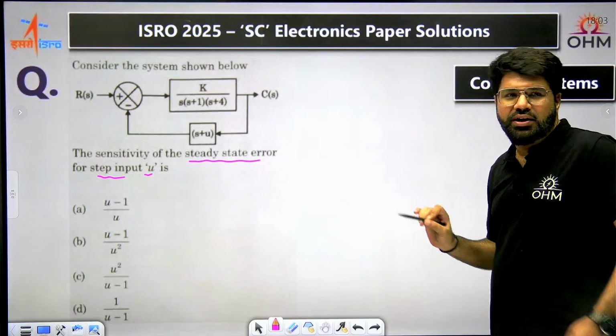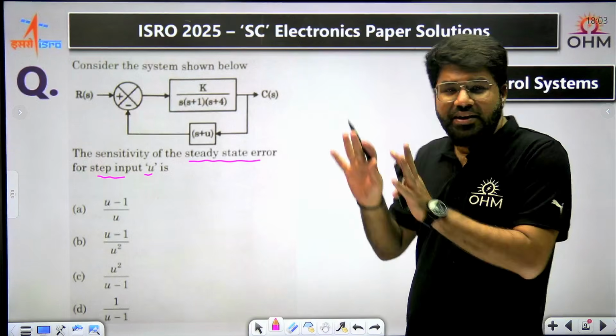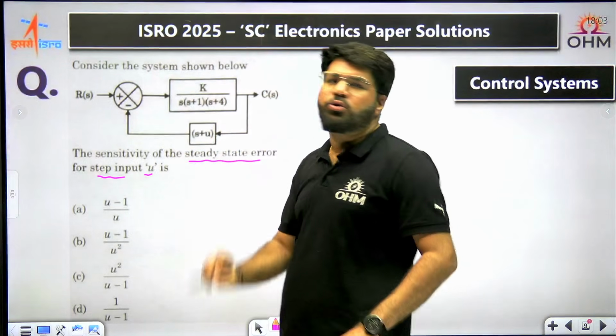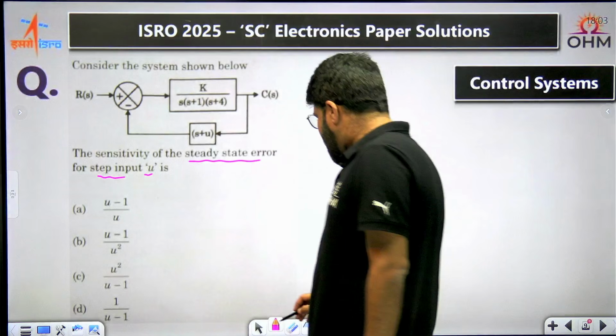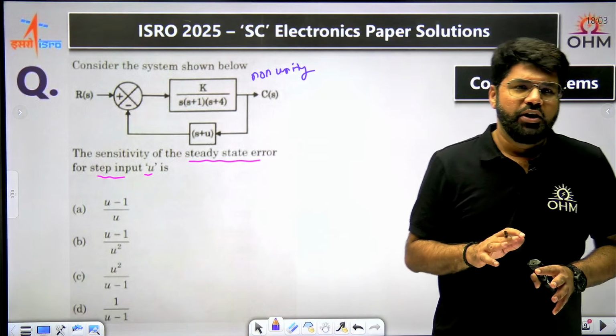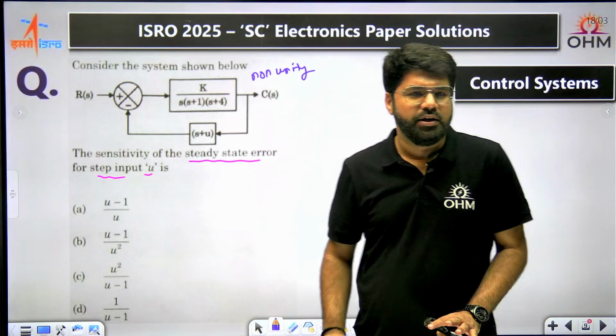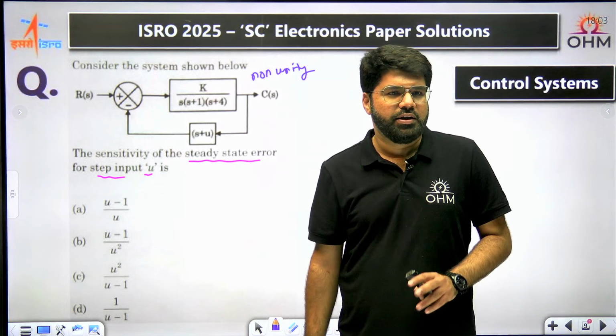So I think what they wanted to mention in the question is: calculate the steady state error for step input, and what is the sensitivity of that error with respect to U. Okay, so let's do it with whatever is given. But this is a non-unity feedback. So what do we do for non-unity feedback? For non-unity feedback, we either convert to a unity feedback system or go by the transfer function directly. That is what is suggested.